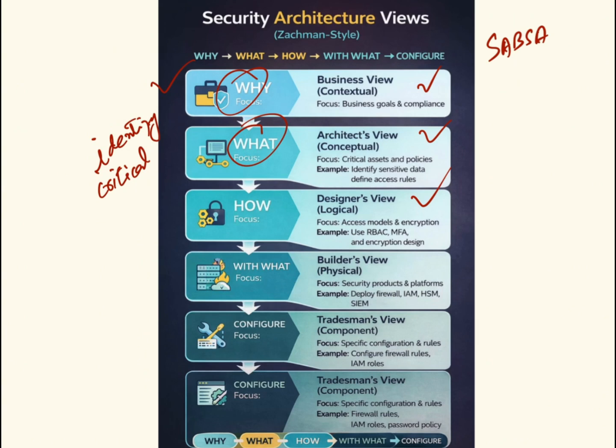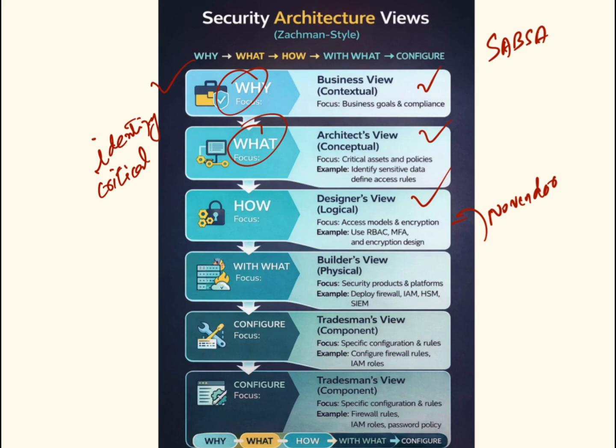The third one is how, designer view, the logical layer. How should security work logically? Develop access control and encryption designs: logical IAM model, encryption models, authentication flows, network segmentation. So until now, no vendor yet, right? So we are not talking about vendor specific systems. So we are only discussing the logical layer.